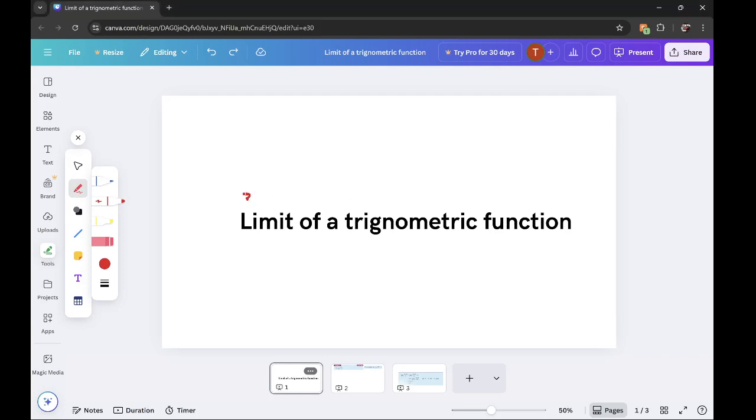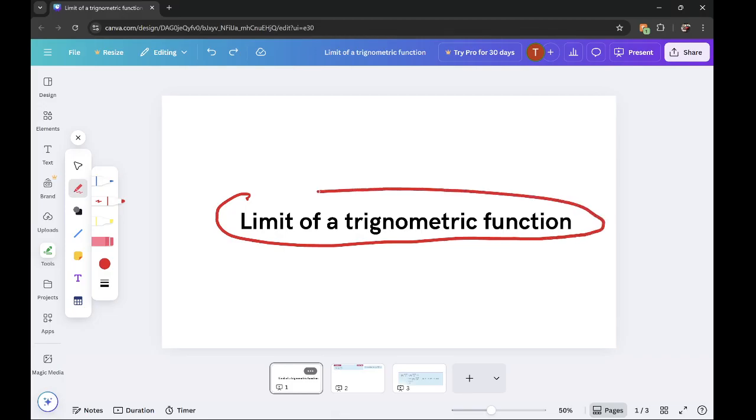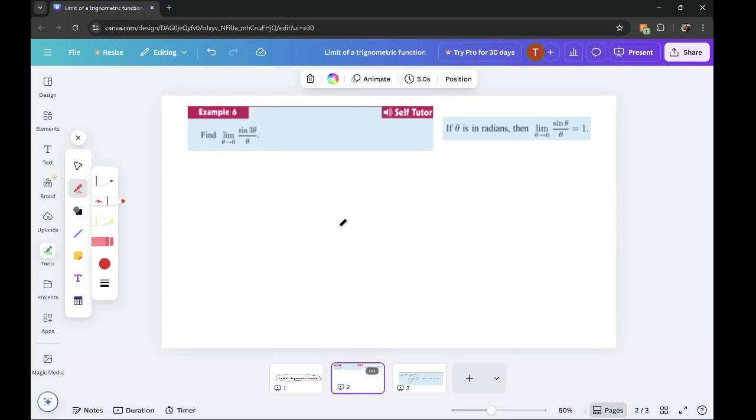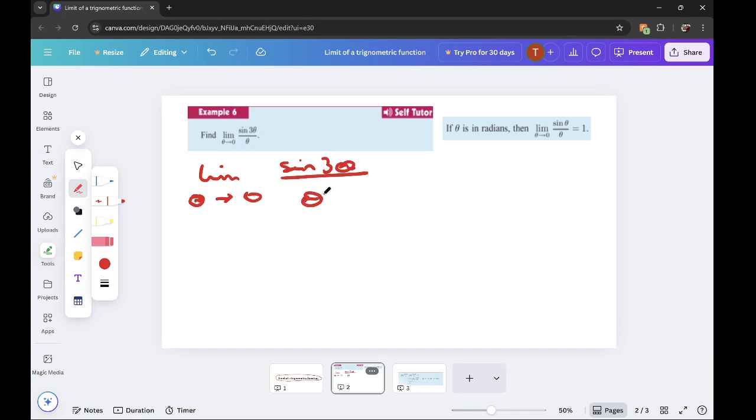I know it's been a while, but today we're going to be focusing on limits of a trigonometric function. So in 4 videos, we've gone over limit basics, limits to infinity, limits to zero, all of these, and hopefully now we'll be able to do this question on the limit of a trigonometric function. So the question is: limit as theta approaches 0 of sine 3 theta over theta.